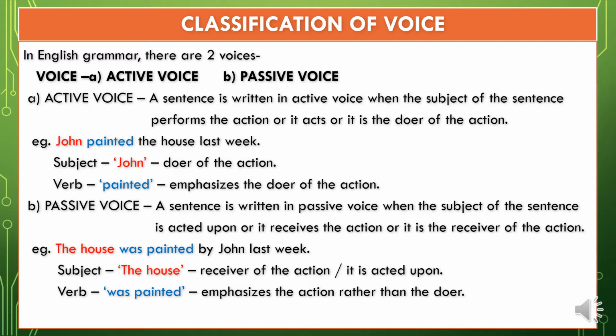So here, the action painted, that action has been performed by whom? By the subject John. So John is here the doer of the action, and painted emphasizes the doer. Okay, so that is why we can say that this sentence is in active voice. Okay, now what is passive voice? A sentence is written in passive voice when the subject of the sentence is acted upon, or it receives the action, or it is the receiver of the action.